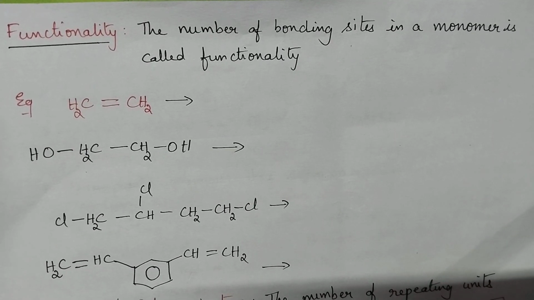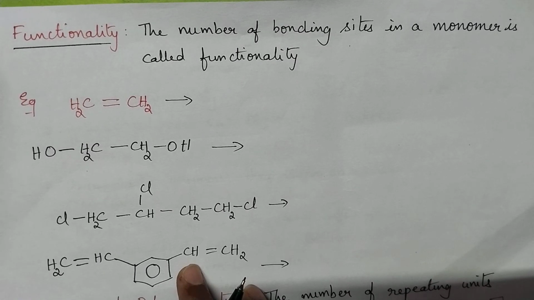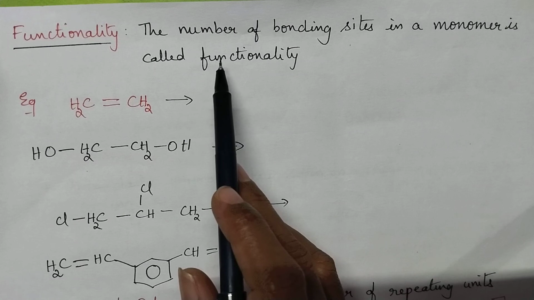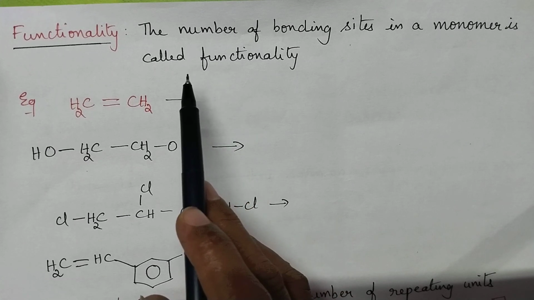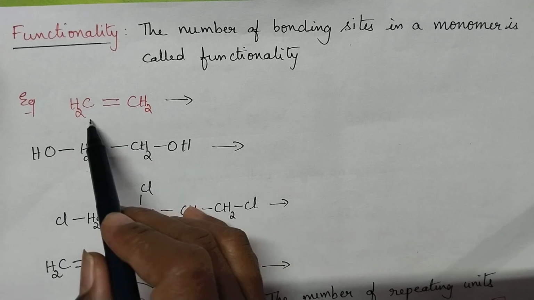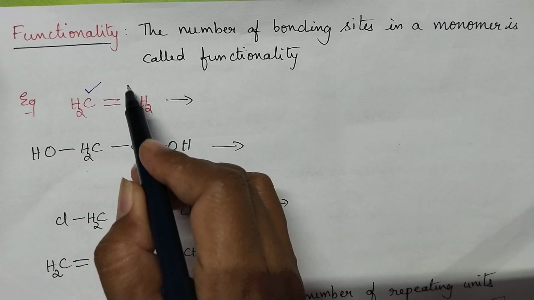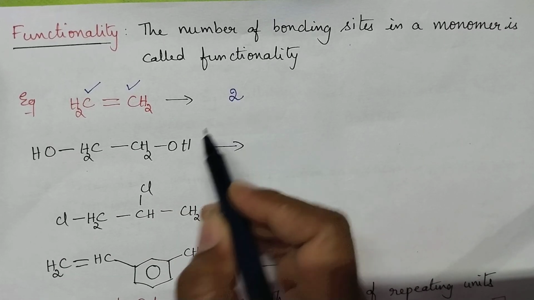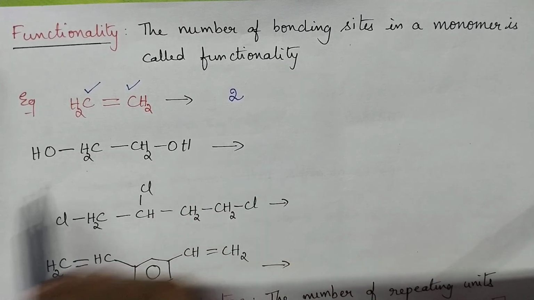Clear, students? Next, let us see what is meant by functionality. Functionality means the number of bonding sites present in a monomer. Students, what is meant by functionality? The number of bonding sites present in a monomer is called functionality. Let us see a few examples. In the case of ethylene, how many bonding sites are present? Two bonding sites are present and hence it is bifunctional. So here the functionality is 2.